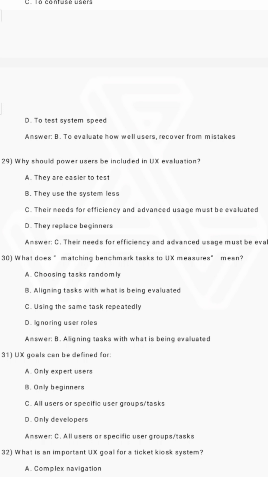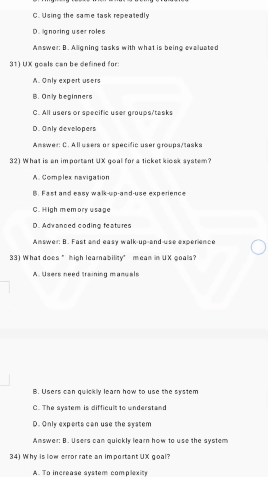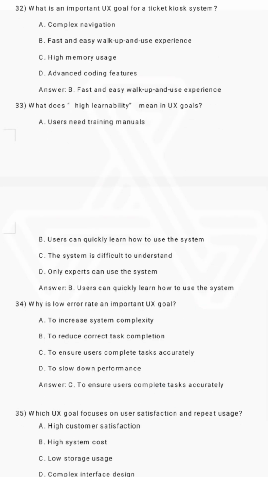What does matching benchmark tasks to UX measures mean? Aligning tasks with what is being evaluated. UX goals can be defined for all users or specific user groups or tasks. What is an important UX goal for a ticket kiosk system? Fast and easy walk-up and use experience.